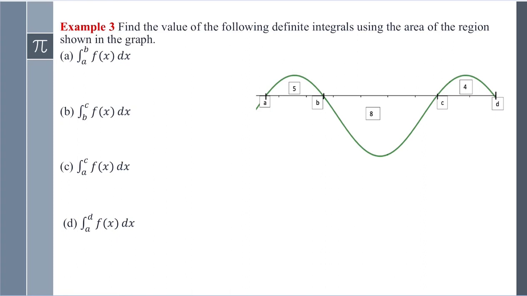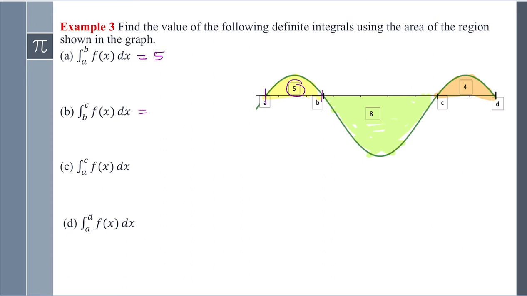Now let's go further with this one. Similar example here, we are given the graph, and we are already given the area of each region. From A to B, this is the region, and the area is 5. From B to C, this is the region below the x-axis, and the area is 8. From C to D, the region is right here, and the area is 4. When we write the definite integral from A to B, f of x dx equals this area, which is 5.